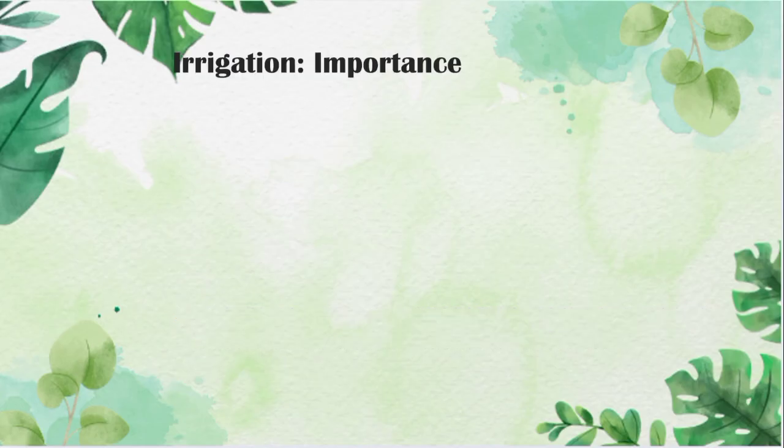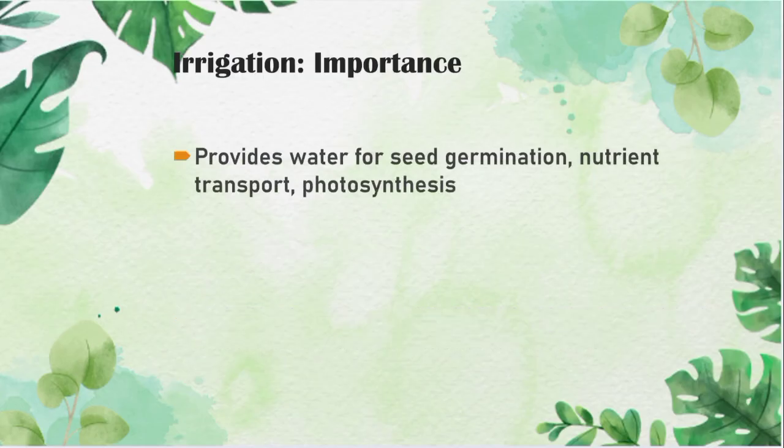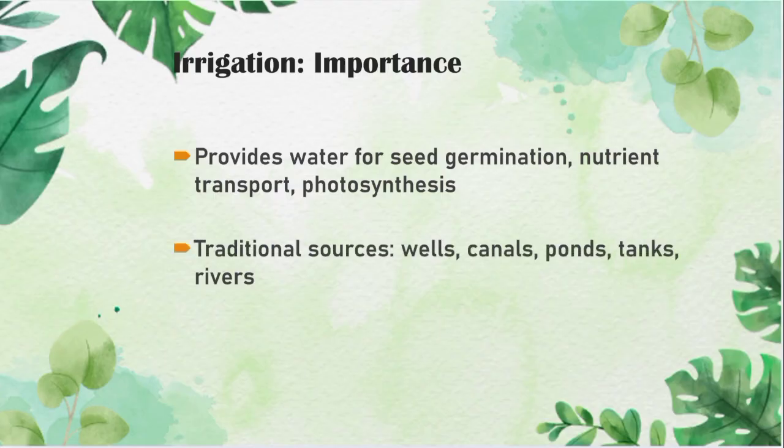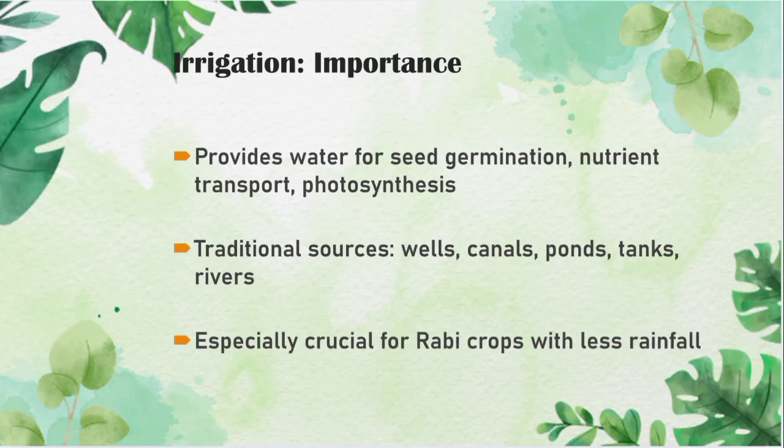Irrigation. Irrigation provides water for seed germination, nutrient transport, and photosynthesis. Traditional water sources include wells, canals, ponds, tanks, and rivers. It's especially crucial for rabi crops, which grow when there's less rainfall.